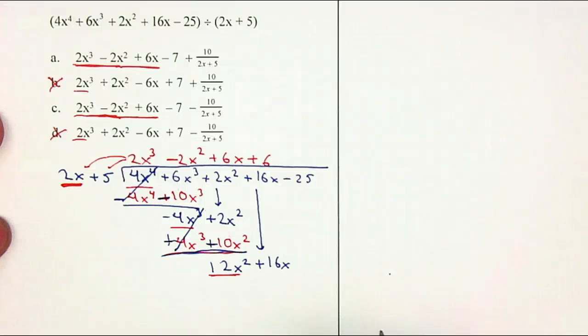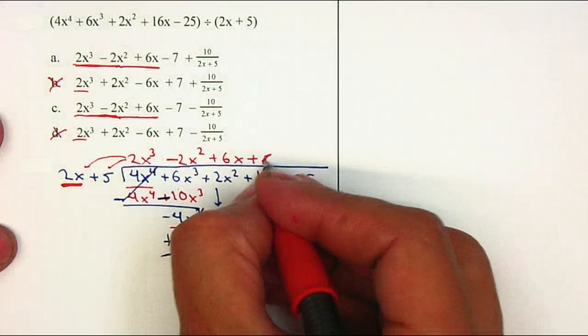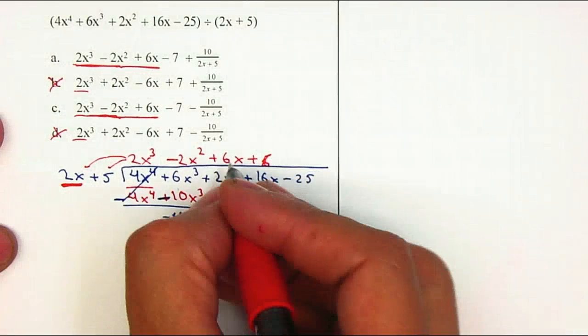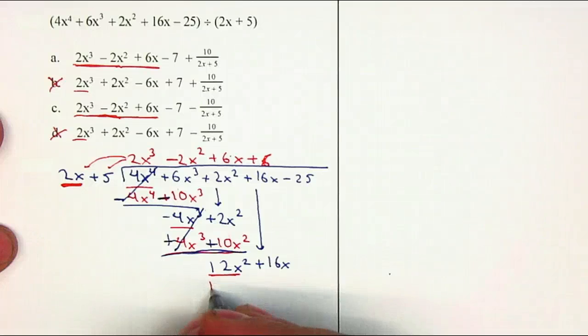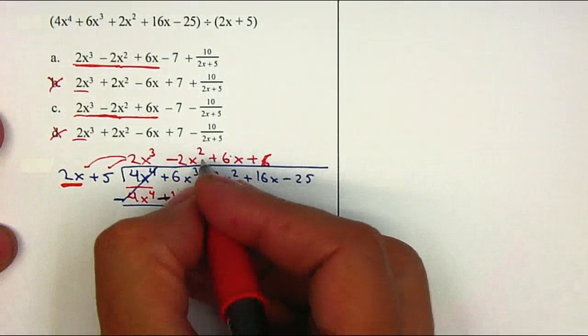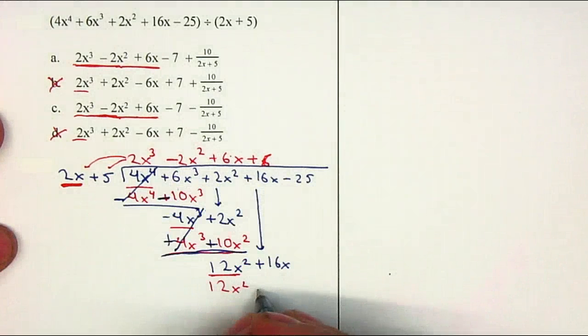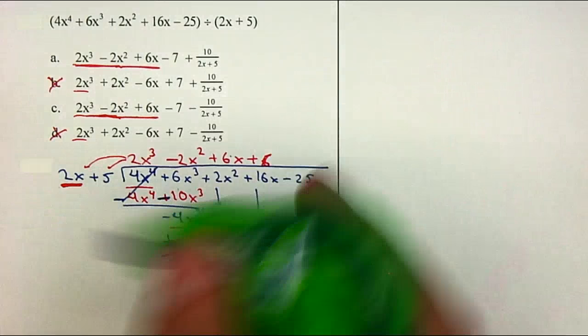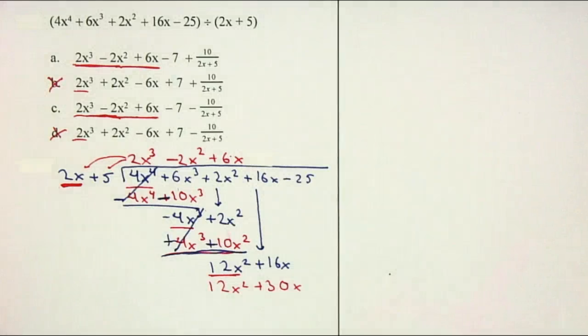Well, actually, I already have it here, right? 6x times 2x will give me a 12x squared. 6x times positive 5 gives me a positive 30x. So I already had the 6x there.